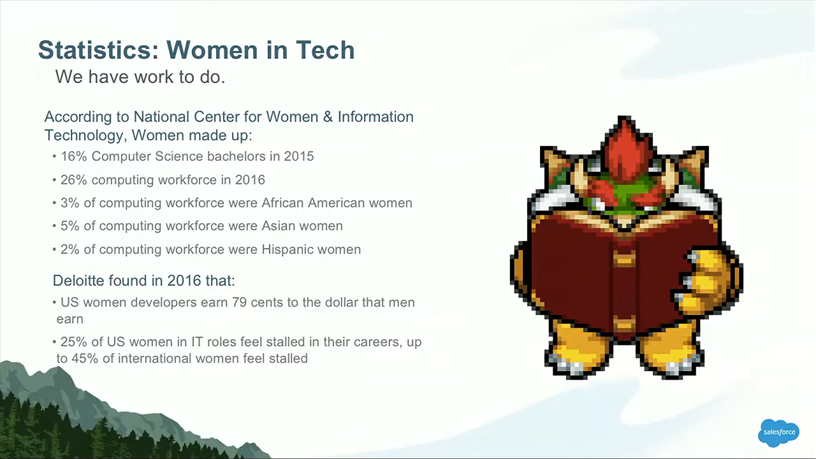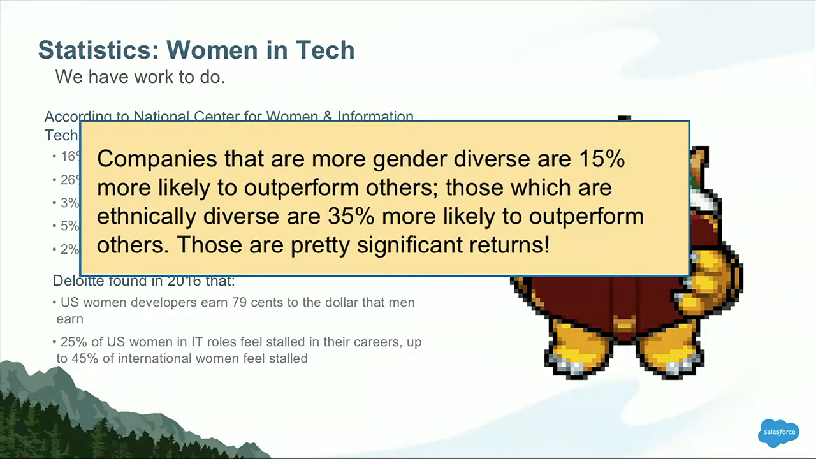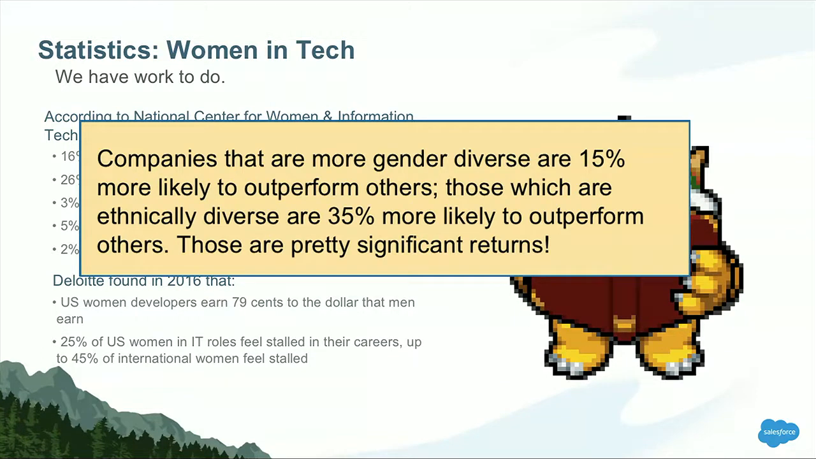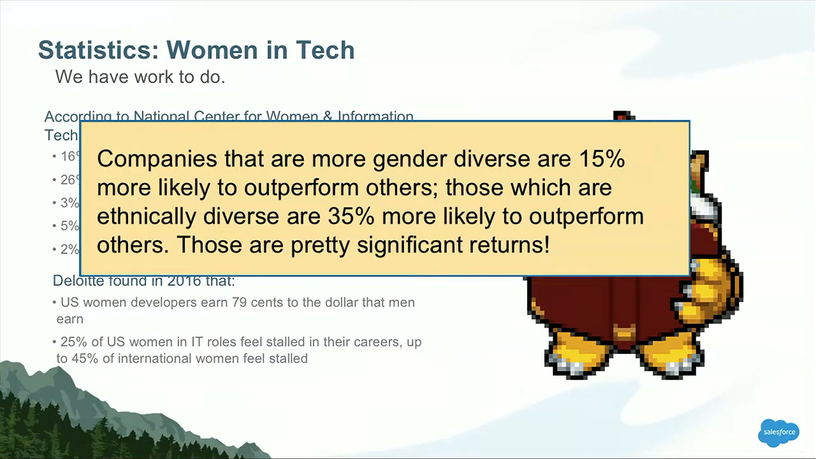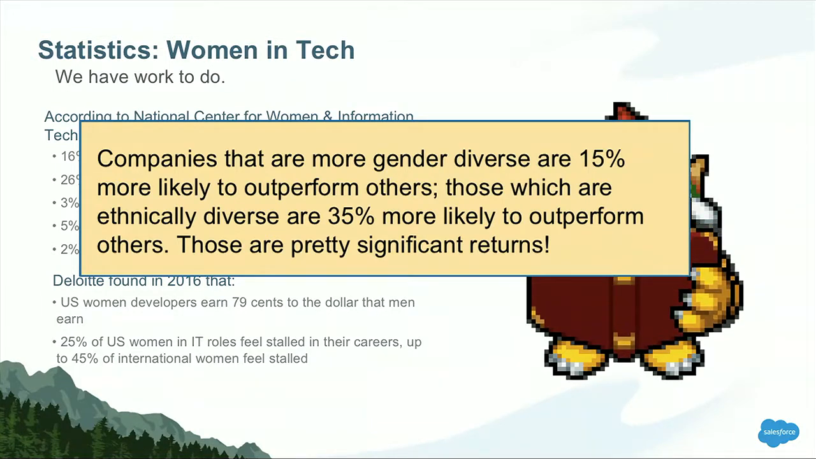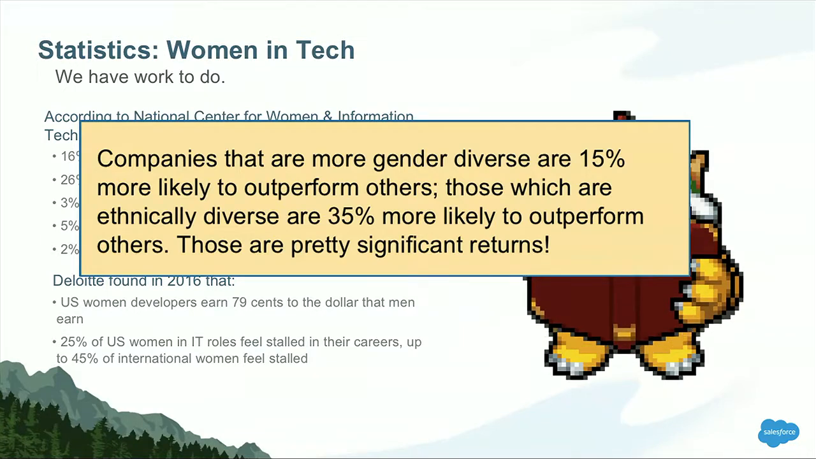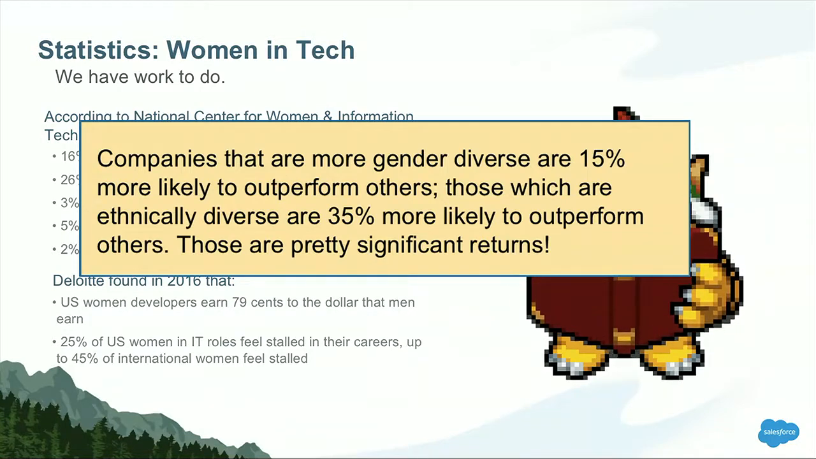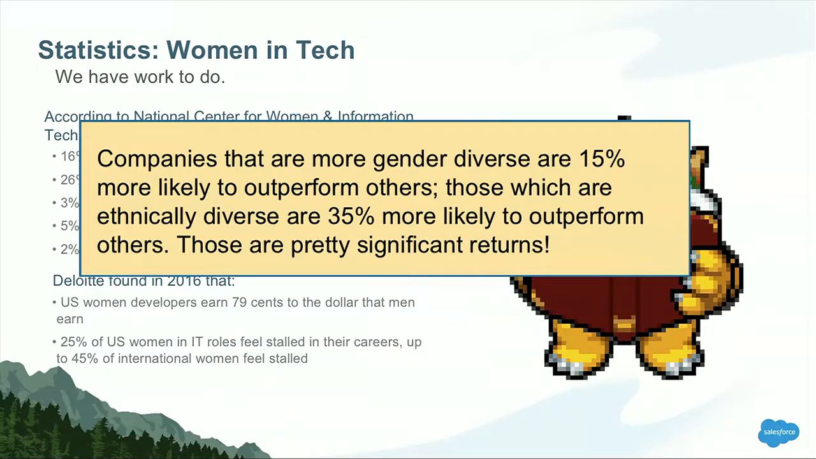So we stole this tidbit from Trailhead. I will link the resource in our deck, or it is linked in our deck. But McKinsey found that companies that are more gender diverse are 15% more likely to outperform others. And those which are ethnically diverse are 35% more likely to outperform others. So having a little diversity and having a little gender diversity really impacts your company in a really positive way. And while we probably don't need to convince those of you here today about this really important fact, sadly, there still are plenty of people that do need to be convinced.